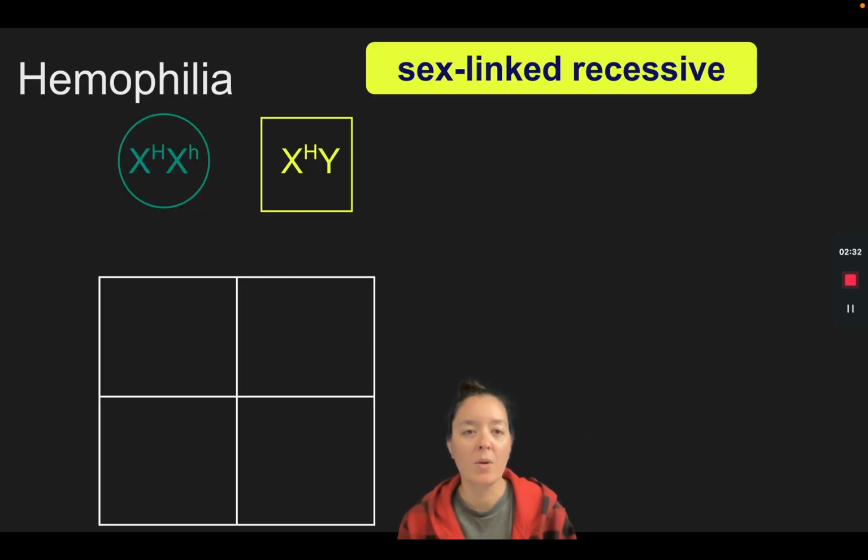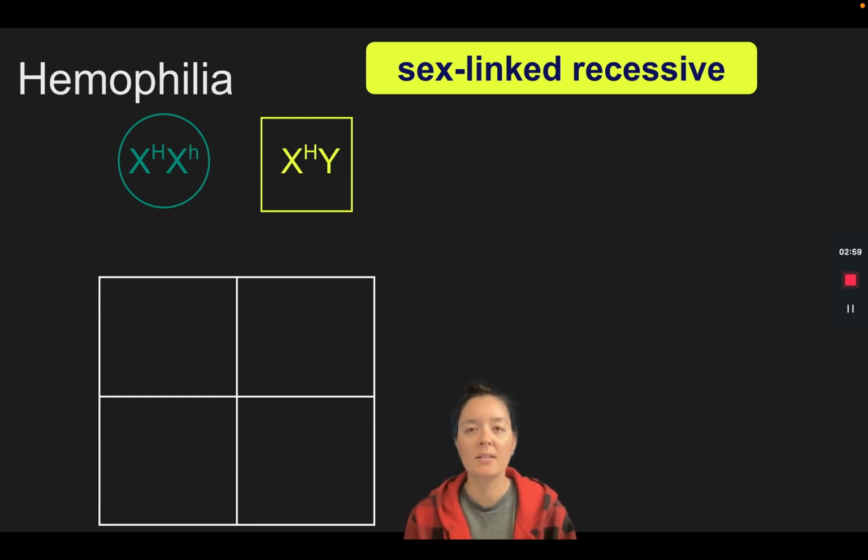So let's look at hemophilia. We're using X's and Y's for our large letters, and for hemophilia, we're going to use the letter H. Hemophilia is a recessive sex-linked trait, so we must have a little h if it's a female, or just little h with a Y chromosome for males because they only have the one X chromosome.